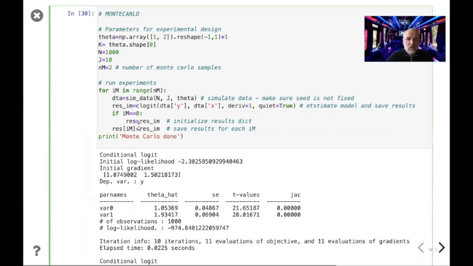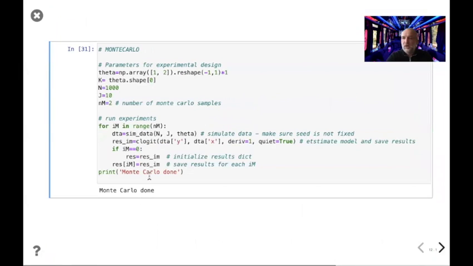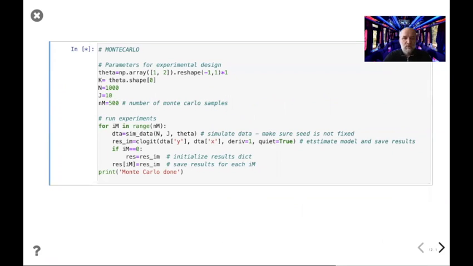So we collect all the results from our conditional logit into this variable res. Okay, so that's pretty much what's going on. And then it says Monte Carlo done. That was fast, but we want to do more than 2. We want to do like say 500 estimation. It takes a little bit of time.